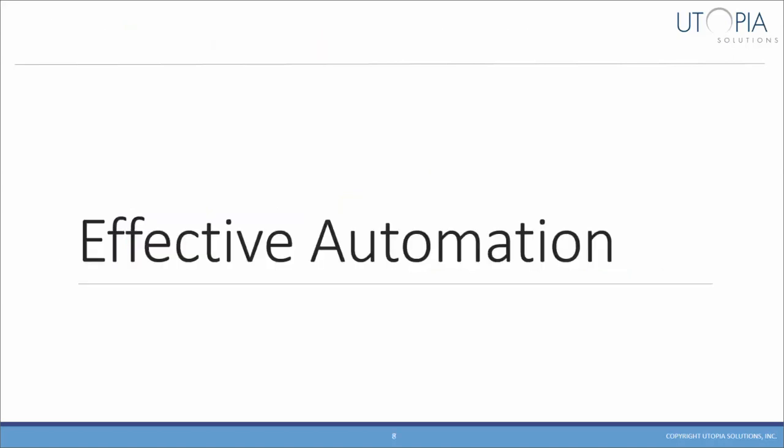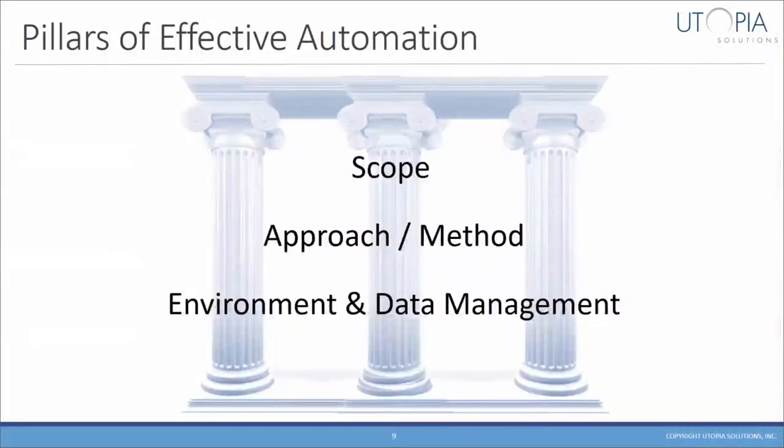So we talked about the obstacles of test automation success. Let's see what effective automation looks like. Right? And again, I found that the three main pillars or attributes of effective automation are scope, approach, or the method used to implement automation, and environment and data. Scope and approach go hand in hand, so I'm going to talk about them together a little bit on the next few slides.